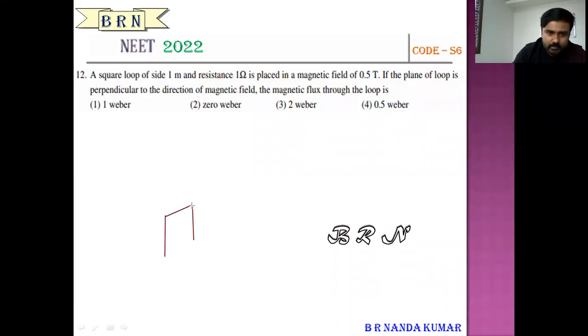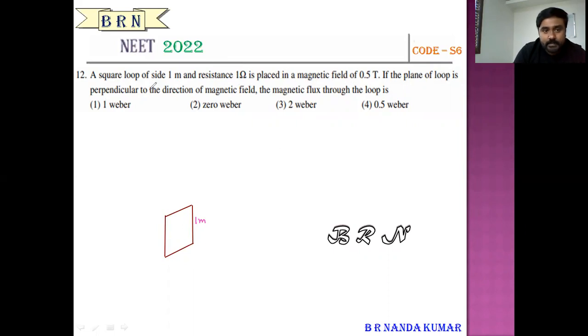This is a square loop. The side is given as 1 meter. Square loop side is 1 meter. Resistance is given as 1 ohm, placed in a magnetic field.